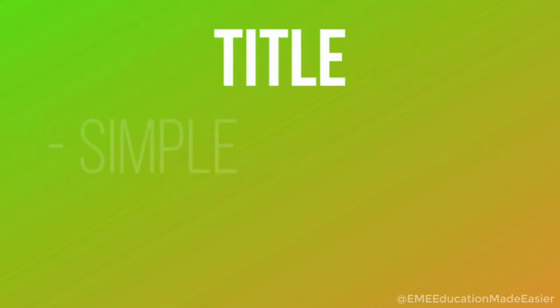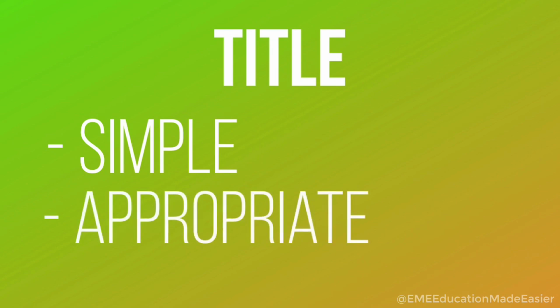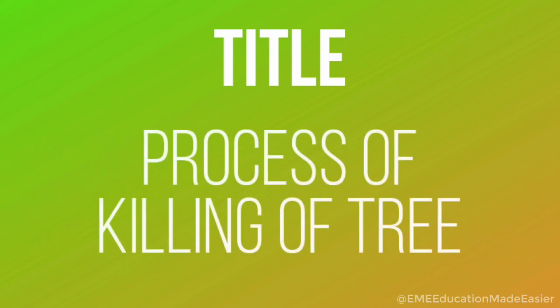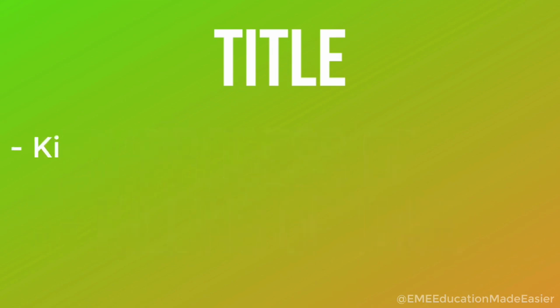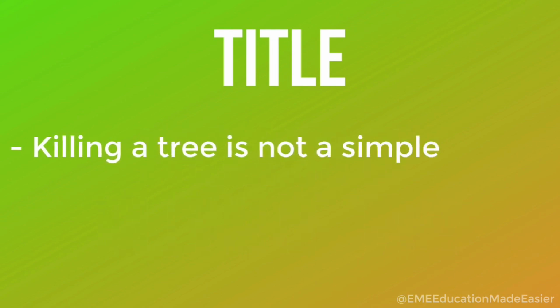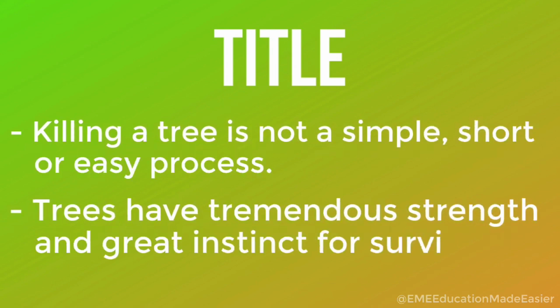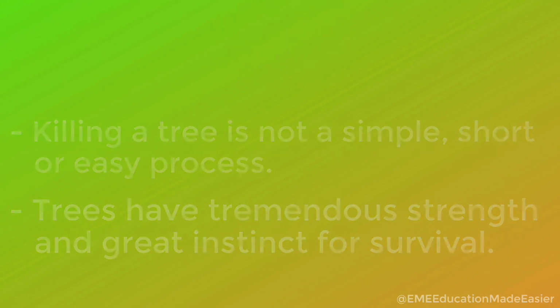Now let me talk about the title of the poem. The title of the poem is simple and appropriate as it contains the major concern of the poet, merciless and callous felling of trees. It indicates appropriately that the poem is about the process of killing a tree. The entire poem explains the view that killing a tree is not a simple, short or easy process. Trees have tremendous strength and a great instinct for survival.